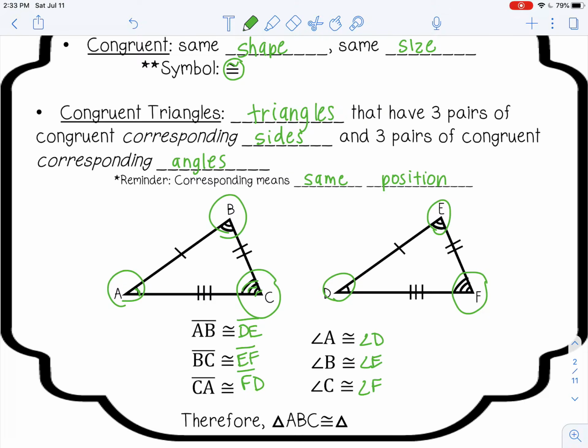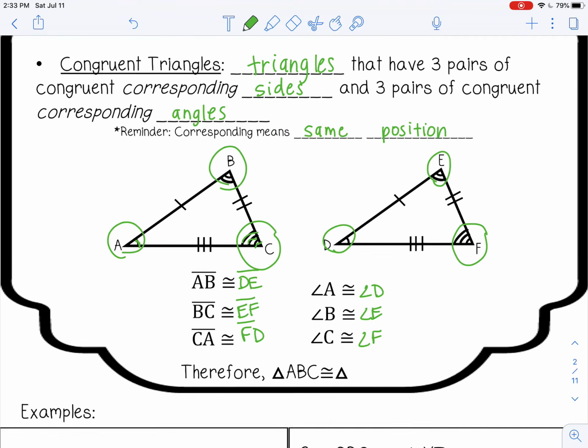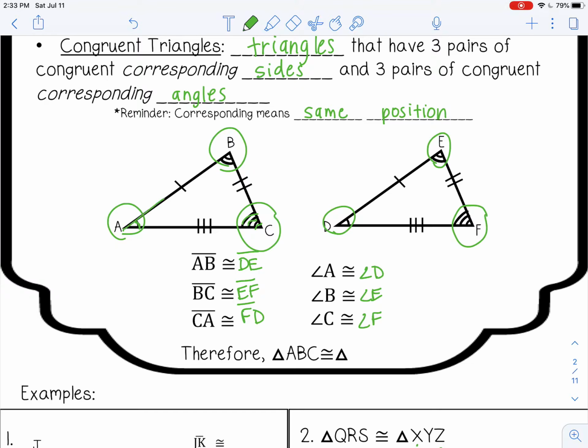Okay, so because all corresponding sides are congruent and all corresponding angles are congruent, we can conclude that triangle ABC is congruent to triangle DEF.